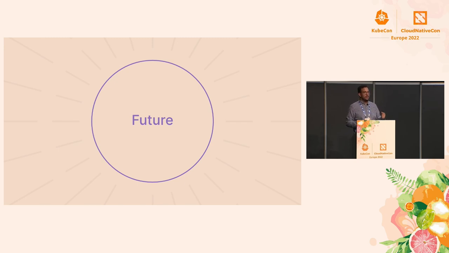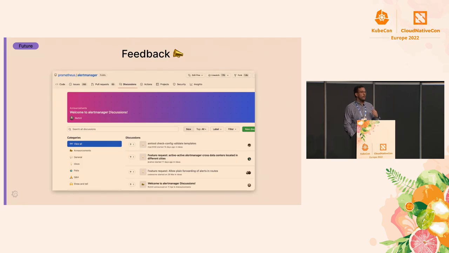And in my next section, the future, I'm going to cover exactly that. What's my plan for giving back to the community? The first order of business was to improve how we gather feedback. We have already created a discussion section within the Alert Manager repository that allows us to prioritize a tiny bit better. If you have a feature request or something that you would like to see, please share it with us.